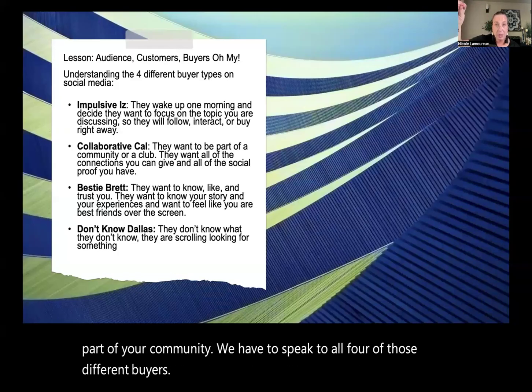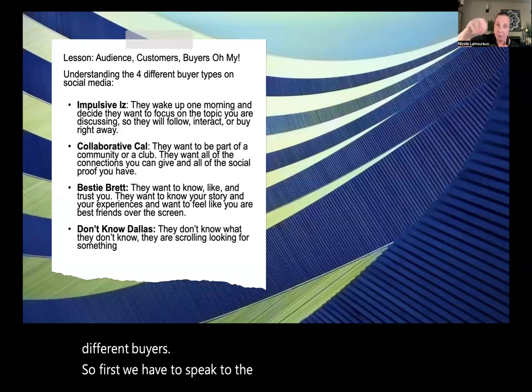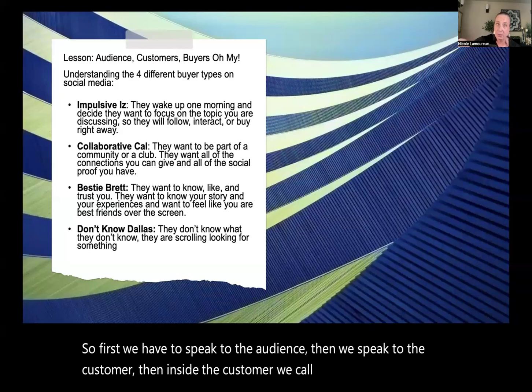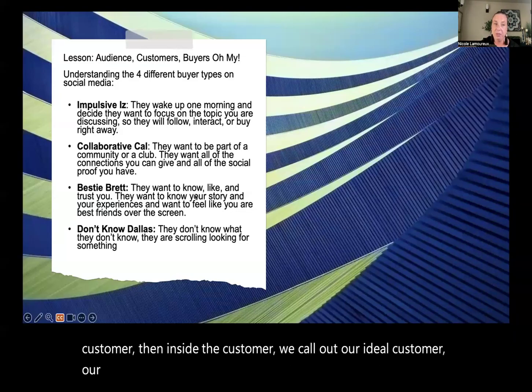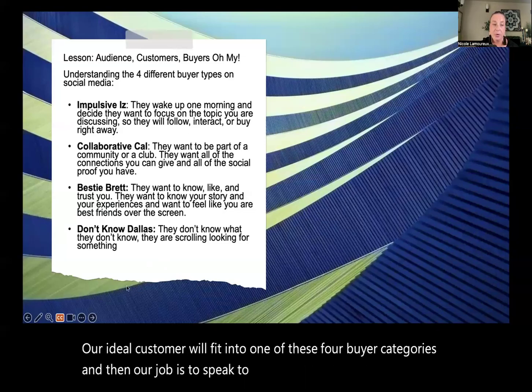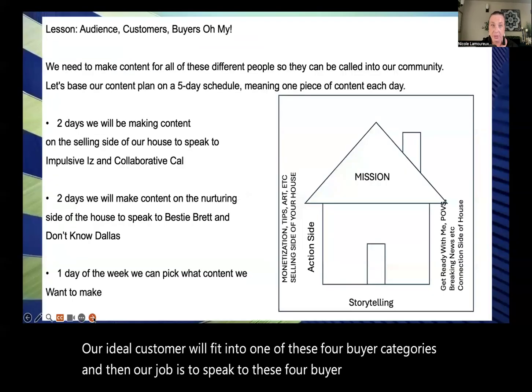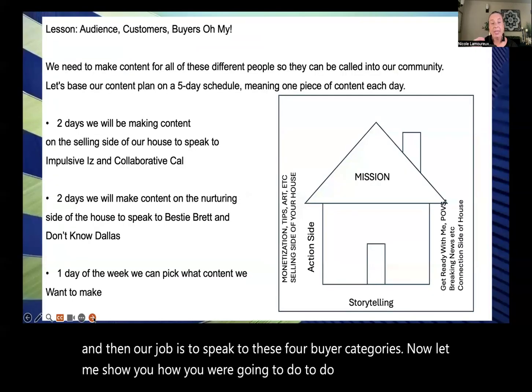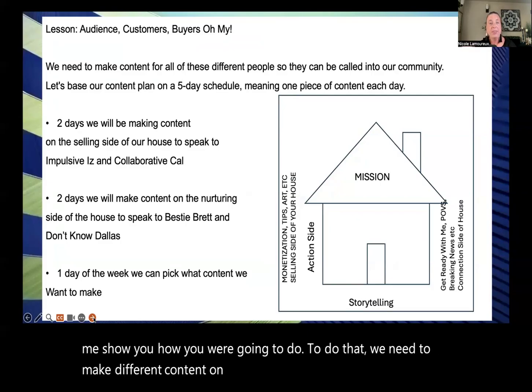So first we have to speak to the audience, then we speak to the customer, then inside the customer, we call out our ideal customer. Our ideal customer will fit into one of these 4 buyer categories. And then our job is to speak to these 4 buyer categories. Now, let me show you how we're going to do that. We need to make different content on different days that will speak to those different buyers.